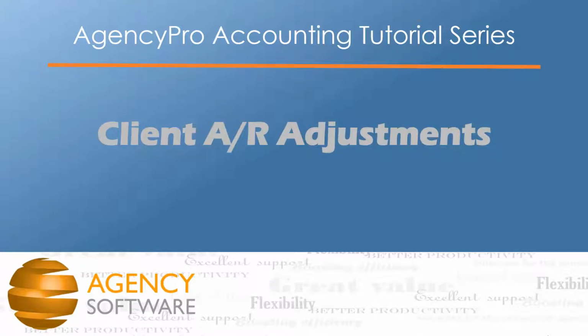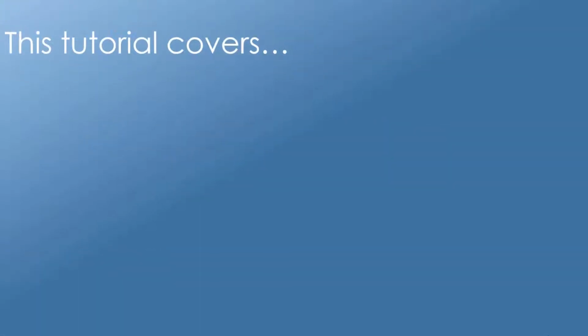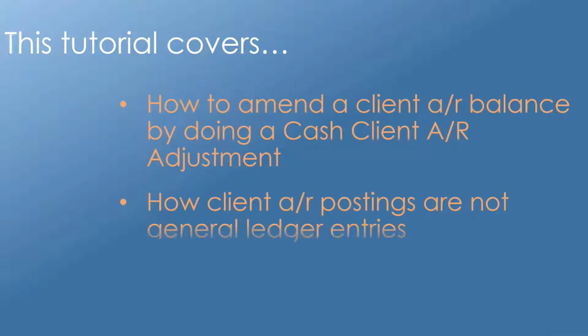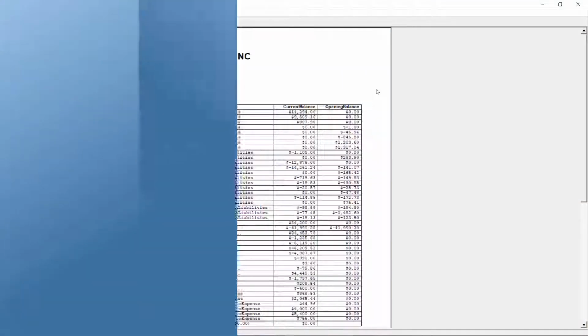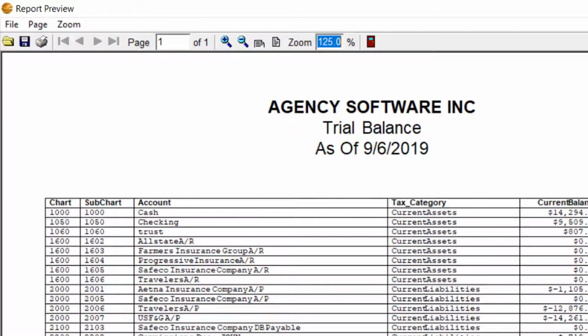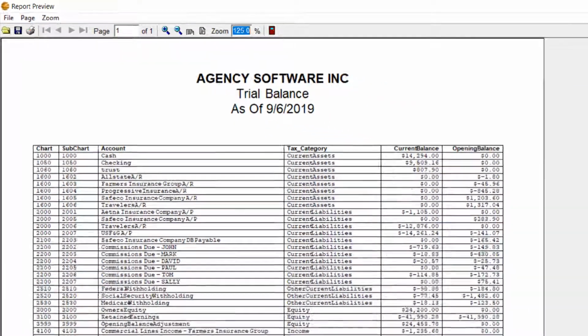Client AR adjustments display the biggest difference between a cash and an accrual method. On a cash basis, the client AR may appear to track in exactly the same manner as the accrual basis, but the postings you see are only notation and have no basis in the general ledger. This is why you will not see the client AR on the trial balance.